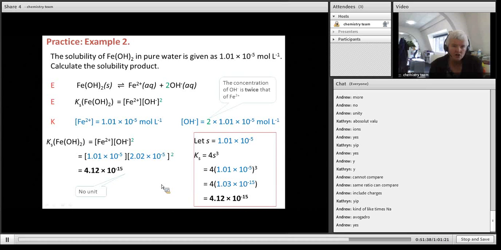Any questions on calculating the solubility product if you were given a solubility?